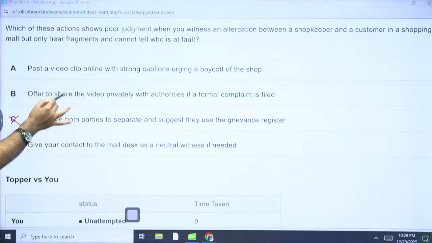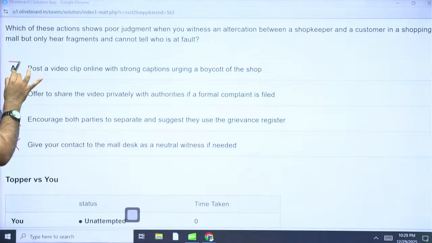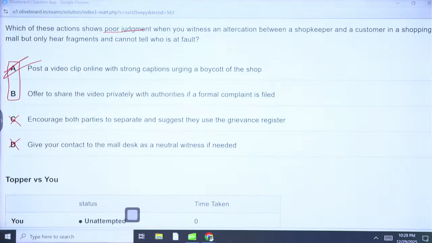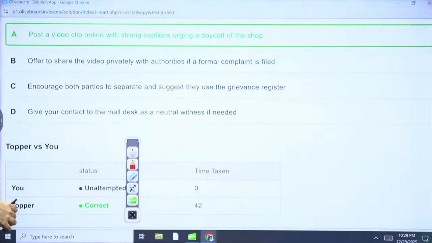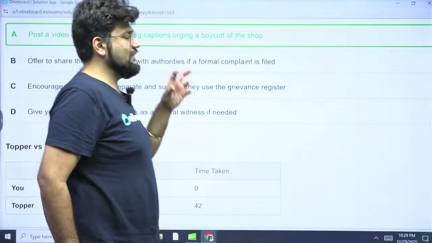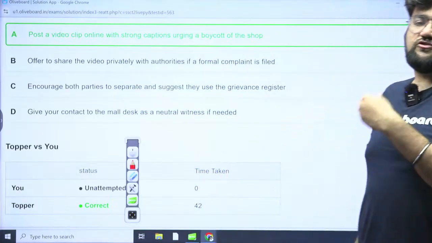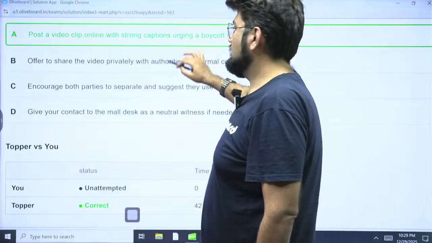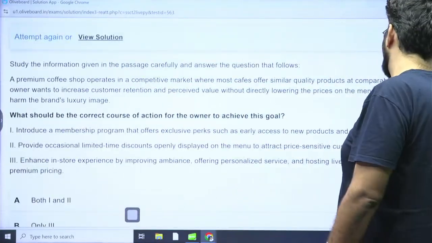So these three are something odd. This is also not the best. Out of these two, which is the most poor judgment? So this is it. Option A. Okay. Option A is the poorest judgment out of these, because without any understanding, you are circulating false information based on a false narrative, and it is going to have backlash which is not healthy. So 42 seconds, option A is the right answer. Next.